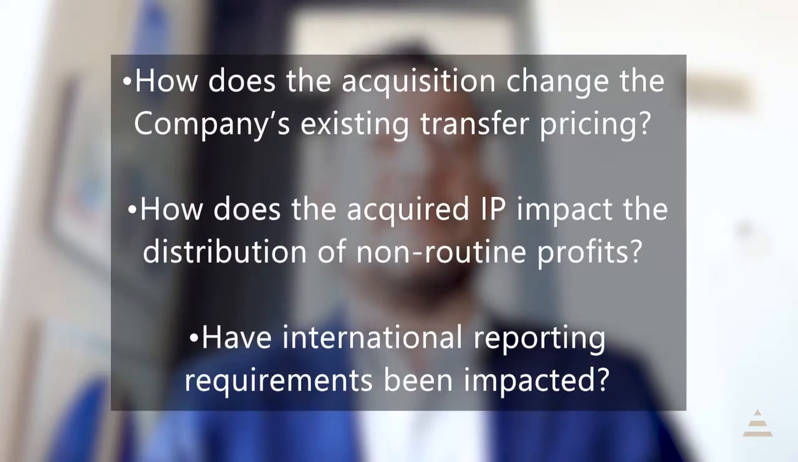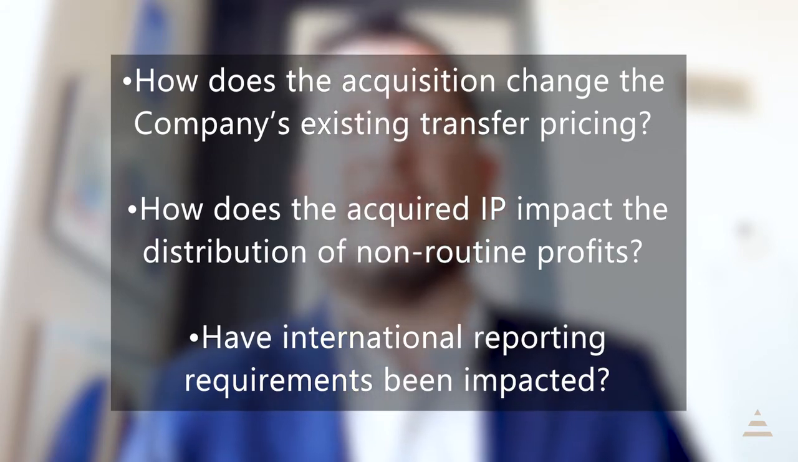A large multinational life science company is in the process of acquiring another company which owns intellectual property and has an international footprint. How does the acquisition change the company's existing transfer pricing? How does the acquired IP impact the distribution of the non-routine profits? Have international reporting requirements been impacted as part of the planned M&A acquisition?